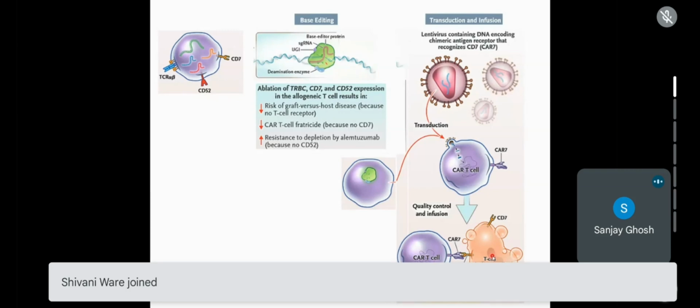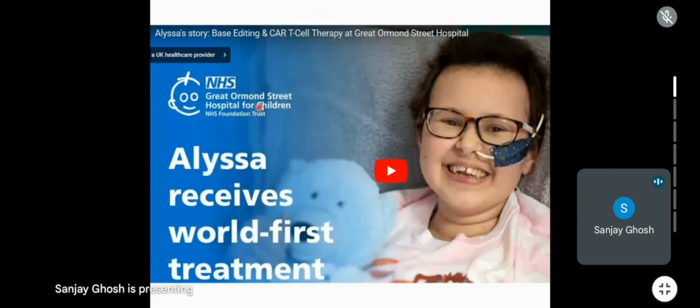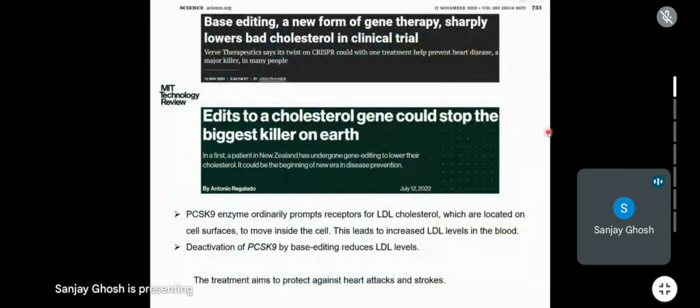So this is a CAR T cell therapy using CRISPR technology, especially the base editing technology. This was used for the first time last year, and that was the world's only case where she was terminally ill. So pediatric leukemia is now being treated using this base editing technology, and that was much in the news. And now this base editing is also used to correct cholesterol levels.